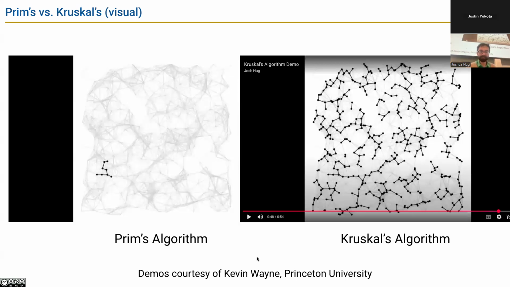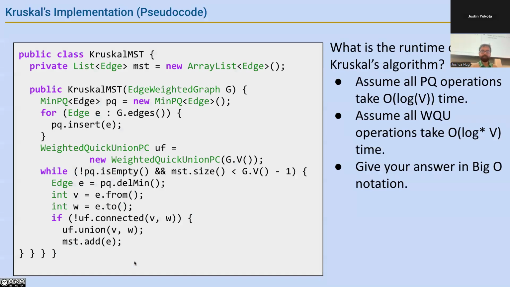Okay. Let's talk about the runtime of Kruskal's algorithm. This is my chance to let you think about this. Even if you're not totally convinced that it worked, here's what the code looks like. Let me walk you through it real quick. The minimum spanning tree is a list of edges. We create a priority queue of edges, and we insert them. In what order will this priority queue be ordered? Smallest edges first. Then we create a weighted quick union object.